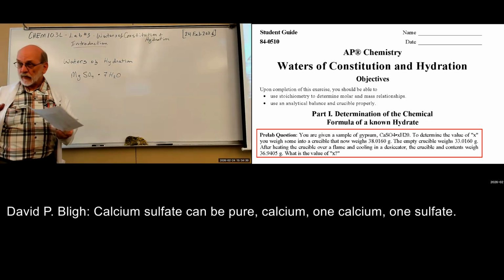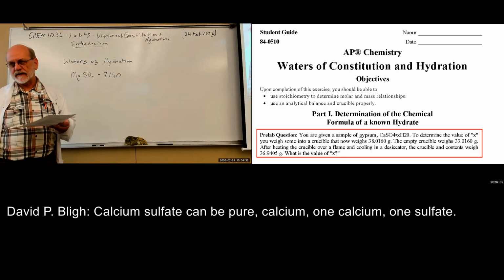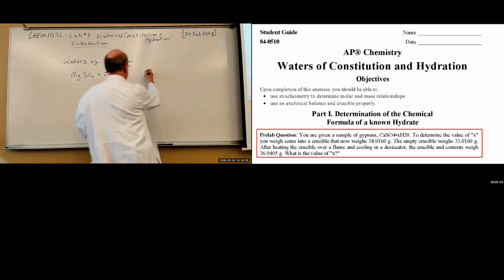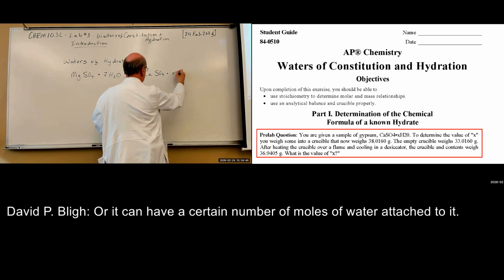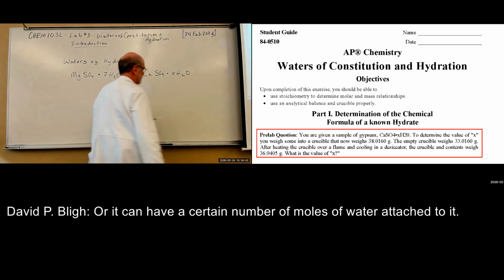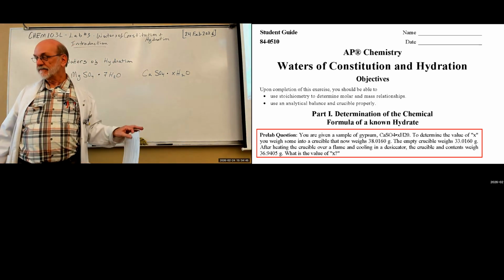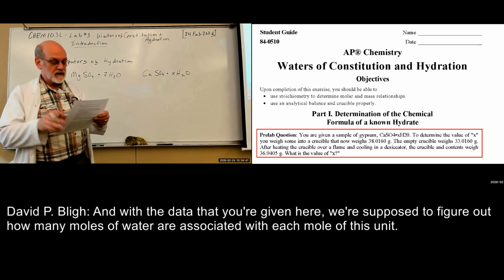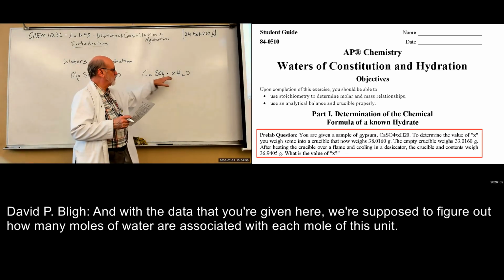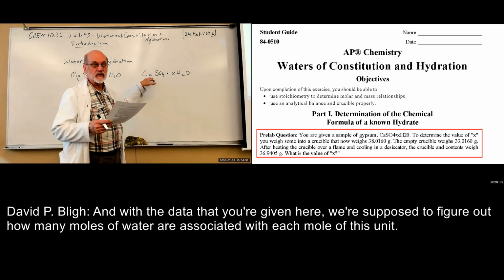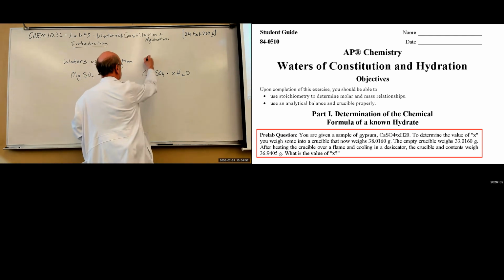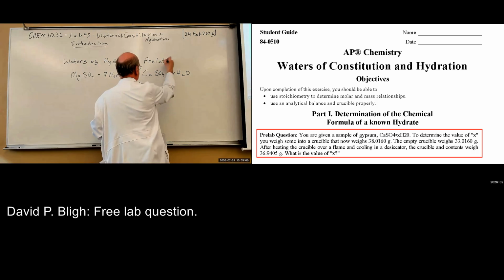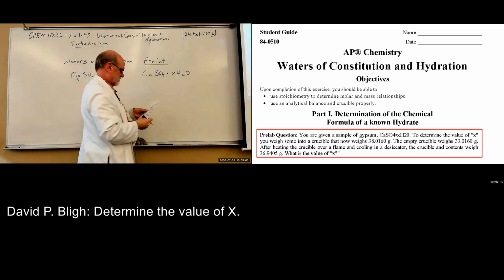The pre-lab question here is gypsum. Calcium sulfate can be pure, calcium, one sulfate, or it can have a certain number of moles of water attached to it. That's gypsum. And with the data that you're given here, we're supposed to figure out how many moles of water are associated with each mole of this unit. So if we do the pre-lab question, why don't we do that? Pre-lab question. Determine the value of X.